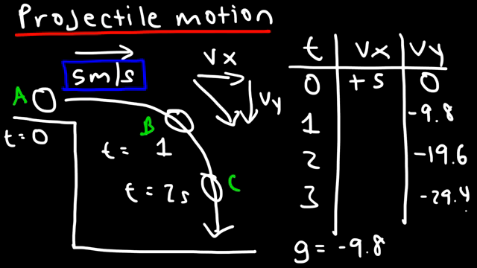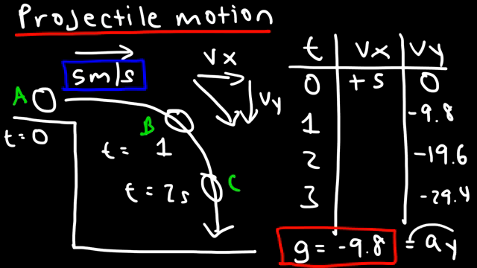Now what about Vx? It's important to understand that g, negative 9.8, is a vertical acceleration, not a horizontal acceleration. It's not ax, but ay. So this number does not affect Vx. When dealing with projectile motion, unless this ball has some rocket thrusters, Vx is constant. It doesn't change.